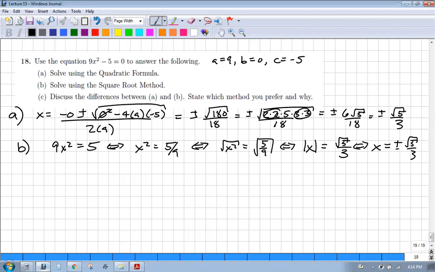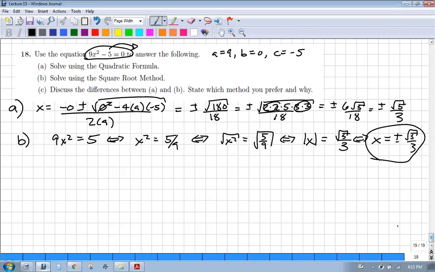All right, the differences between the two. Basically, you can just look at this and go, oh, I have to move over 5, divide by 9, and take the square root. So I'll end up with a root 5 over 3. With the root method, you can do this in your head. The quadratic formula method, you can't really do it in your head. So those are the differences. If you can use the square root method, use it instead. The quadratic formula is only when you have really ugly numbers.